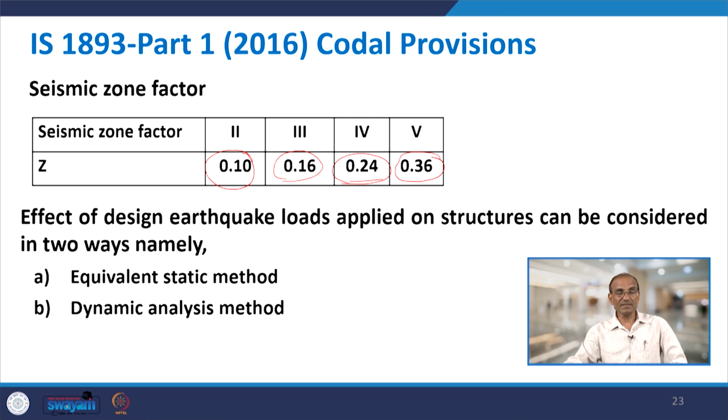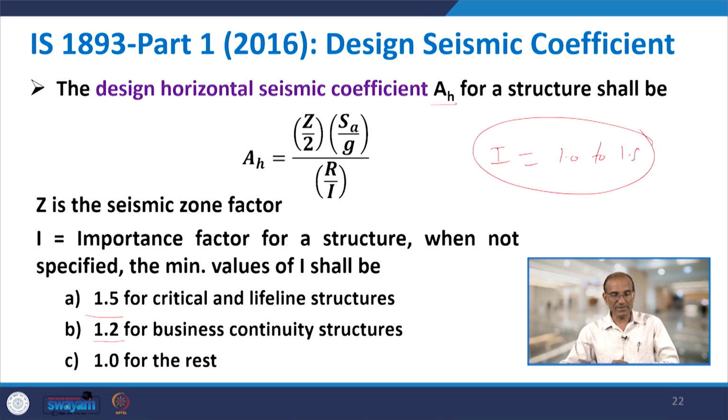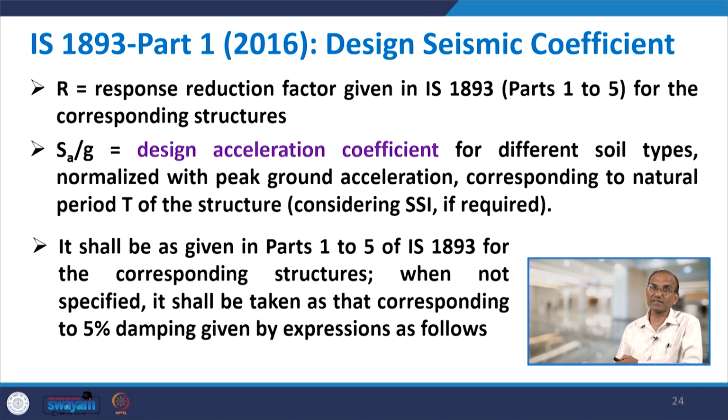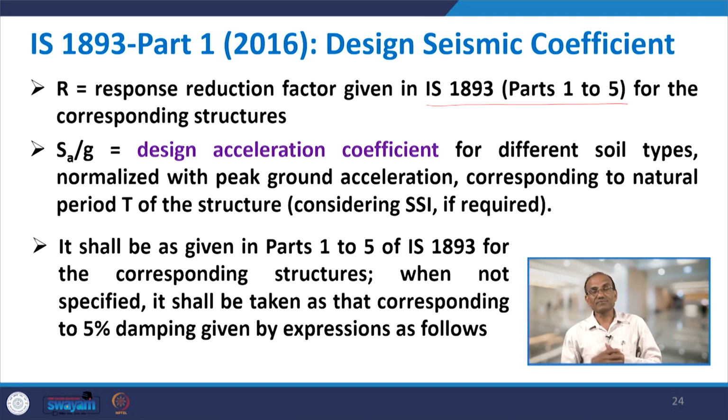In the design philosophy we use 2 types of methods. One is called the equivalent static method and the other is called the dynamic analysis method, and we will discuss for both what value of SA by G is taken. We already discussed Z and the importance factor. What is R here? R is called the response reduction factor, which is also given in the different parts of the code, 1 to 5, for the corresponding structure. It basically indicates ductility, and if you have reinforced construction, the value of R is expected to be taken higher.